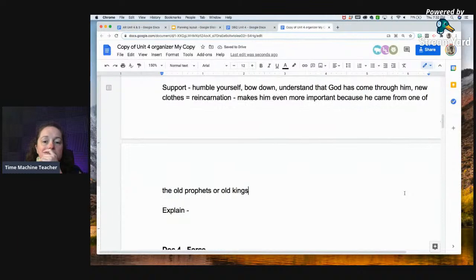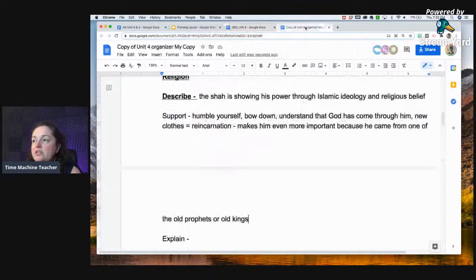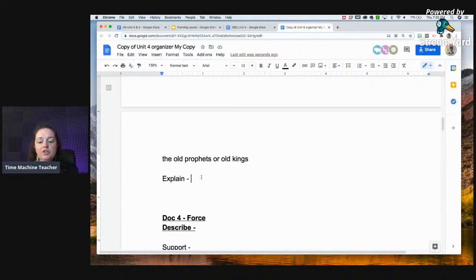Do we want to explain that one? You could probably do point of view, although it would be very similar to the last one that we did. So what do you guys think? We could probably do purpose. Purpose was to show his power and demonstrate that he's come from God. You could probably do intended audience too, Tabena. And we could say his intended audience is his subjects. Let's do that one. And then how does that affect the document? He's using very powerful language.